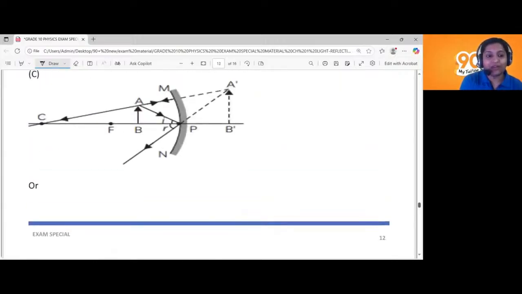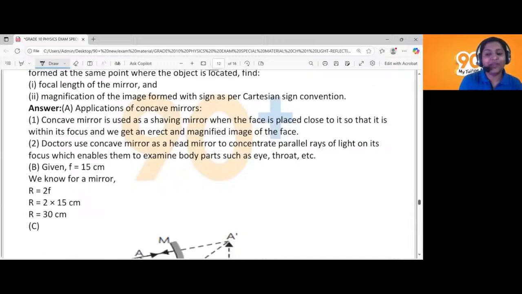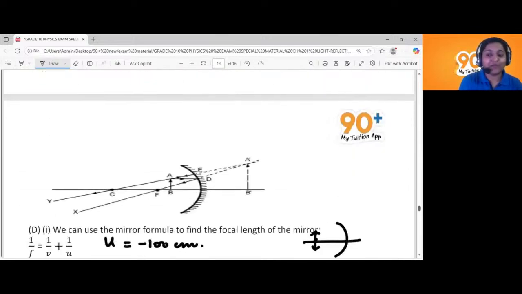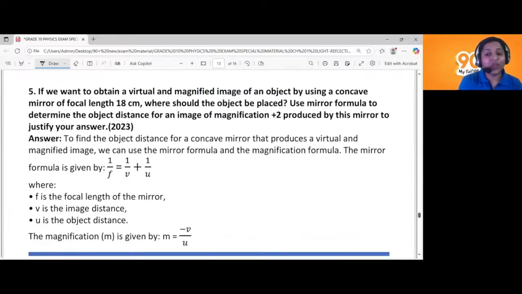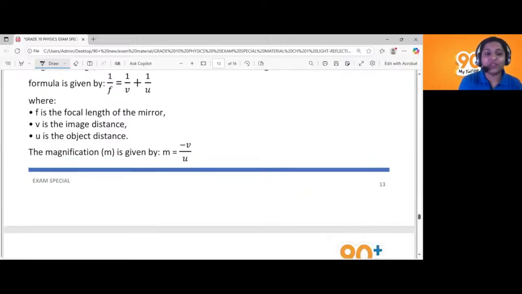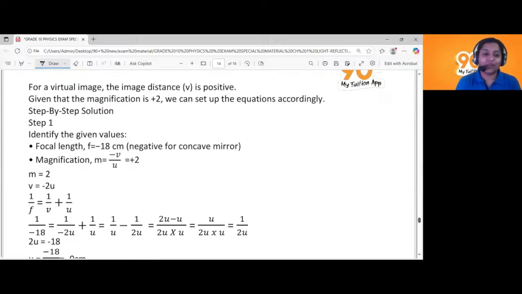Question 2 from that. So here we found the focal length. Magnification of the image formed with sign as per the new Cartesian sign convention. We know that height of the image will be equal to height of the object in that case, but the height of the image is inverted. And u is equal to v. Let's substitute in the magnification formula. Magnification is given by minus v divided by u.